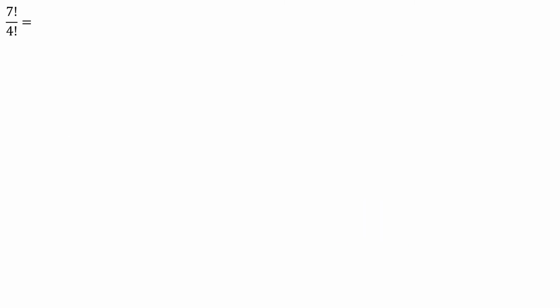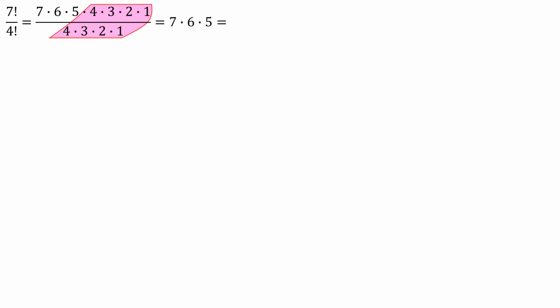Let's try another one of these. How about 7 factorial over 4 factorial? Okay, again, the numerator, 7 times 6 times 5 times 4 times 3 times 2 times 1. The denominator, 4 times 3 times 2 times 1. We can cancel most of that out. We're left with just 7 times 6 times 5.